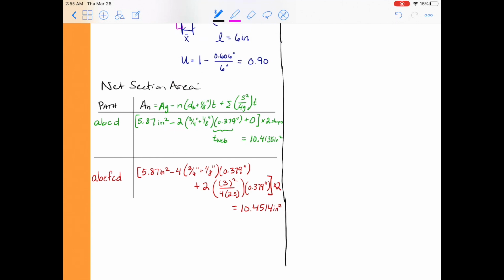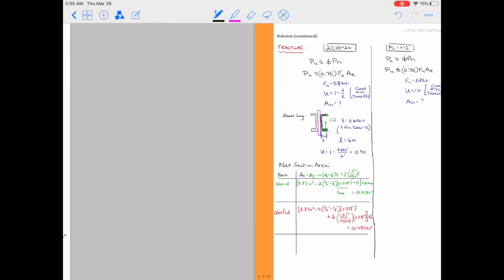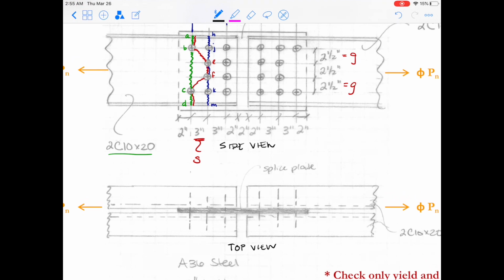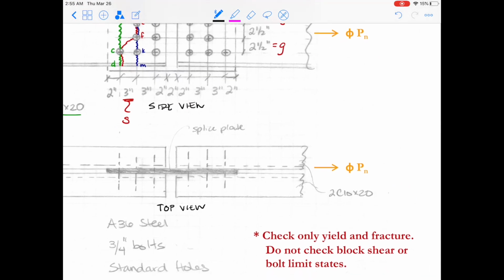So only slightly higher than path ABCD. So that basically means right now we're expecting ABCD to be our critical path because it has the lowest net section area. Lastly, we said we would consider the line in blue, HJEFKM.